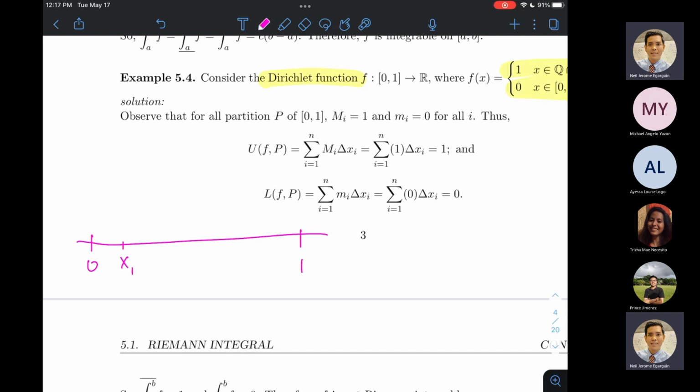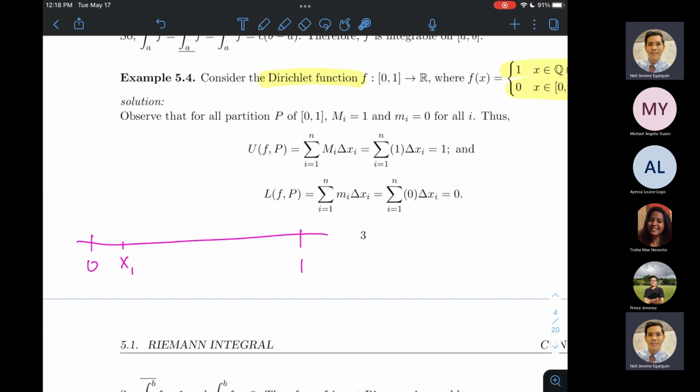Kaya lang, si 0 at saka si x1, pareha silang real numbers. Kahit ano pa si x1, basta nandun siya sa open interval (0, 1), pareha silang real numbers. And by the density property of Q on R, sa pagitan ng kahit anong dalawang real number, merong rational number. So, ibig sabihin, it will attain the function value 1 on at least one point between 0 and x1. Tapos yung 1 na yon, sure tayo, siya na yung maximum over the first subinterval. And this will happen all throughout all the other subintervals induced by the elements of P.